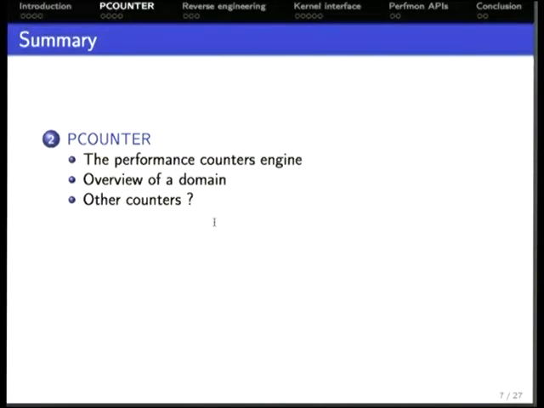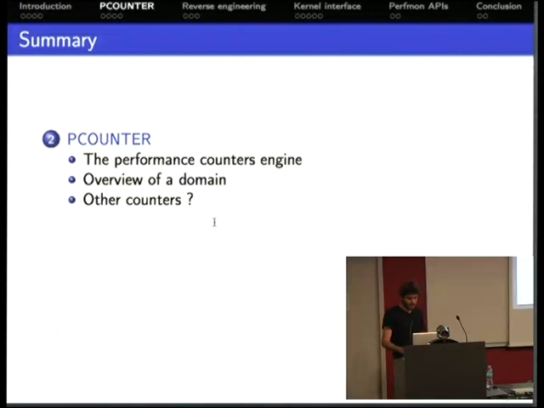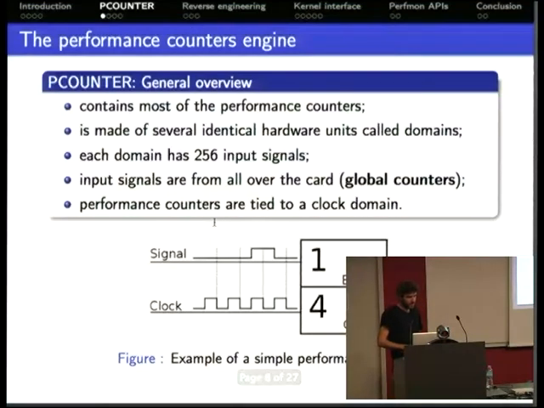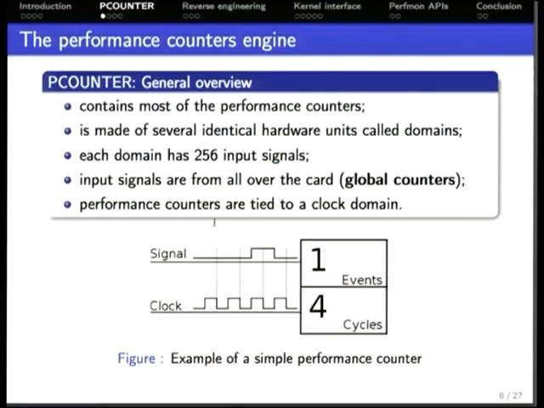So now I will talk about the performance counters engine. So PCOUNTER contains most of the performance counters. PCOUNTER is made of several identical hardware units called domains. For each domain, we have 256 input signals. And all of these input signals are from all over the card.